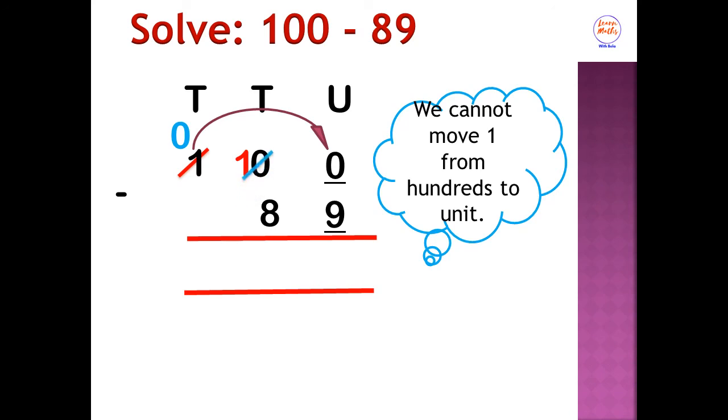So we have 10. Borrow 1 from 10. We have 9 minus 8. Then we borrow 1 from the 10, the one we borrowed from the 10, we go to the unit part to give us 10. 10 minus 9 is 1. 9 minus 8 is also 1. So the concept of subtraction is as easy as you can imagine. In fact, it is easier than you can imagine.